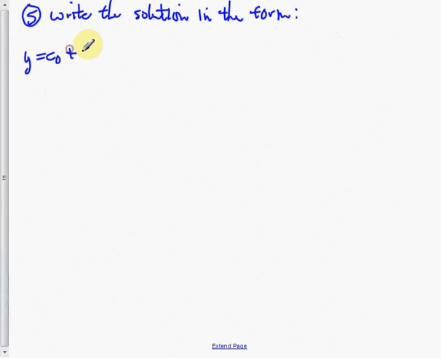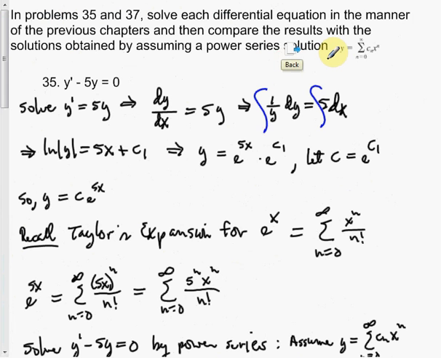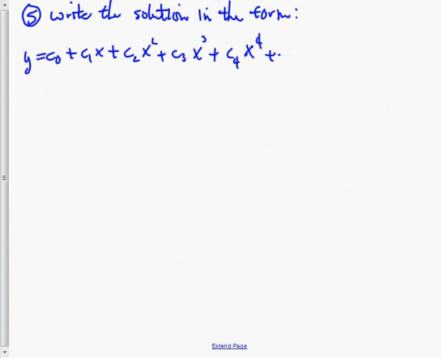Step 5, write the solution in the form y equal to c naught plus c sub 1 times x plus c sub 2 times x squared plus c sub 3 times x to the 3rd plus c sub 4 times x to the 4th plus, and so on. You get the pattern, right?